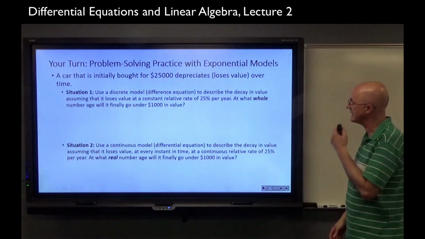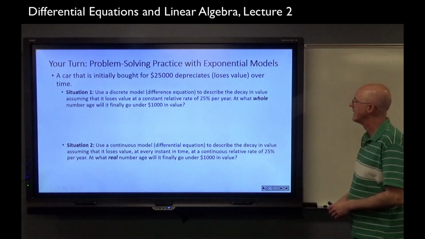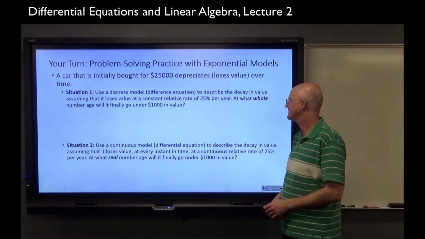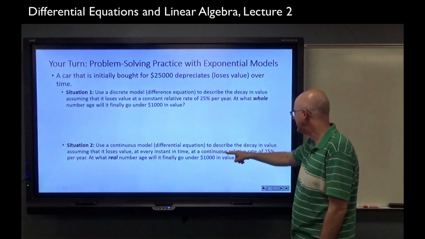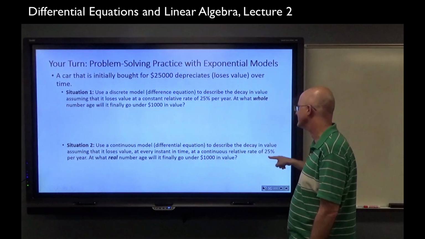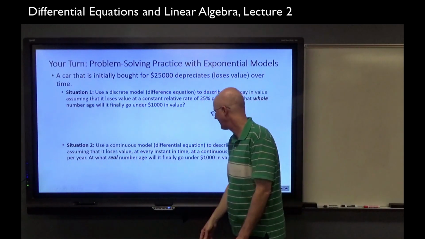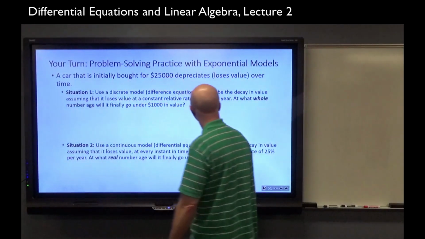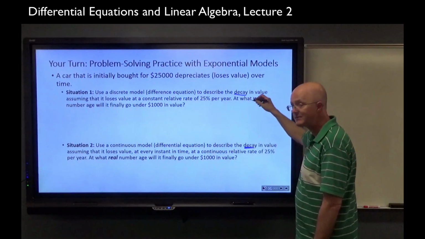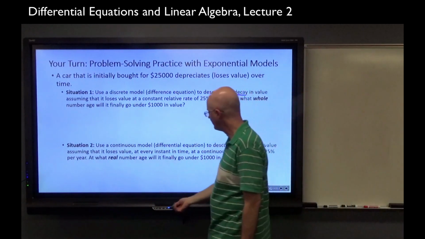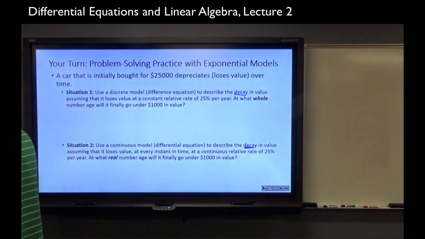Situation 2 is similar, except we're using a continuous model, a differential equation, to describe the decay in value, assuming that at every instant in time it loses value at a continuous relative rate of 25% per year. These are rates of decay. Key word here in both cases, decay. The graphs are going to be decreasing. So, pause the video, see if you can figure out the answers to both of these problems. You will ultimately need to use some logarithms like we did in lecture 1.